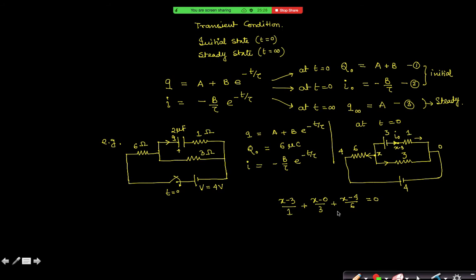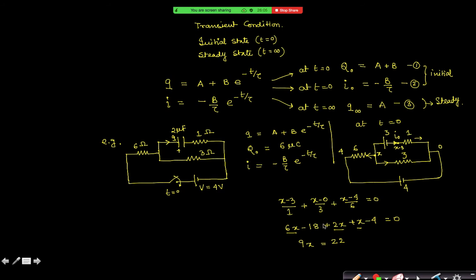How is x equal to 3? Let me check. If I multiply it with 6, then 6x minus x equal to 6, so 18, plus 2x plus x minus 4 equal to 0. So 2x plus x, 3x, plus 6x, 9x equal to 18 plus 4, 22. How x equal to 3?